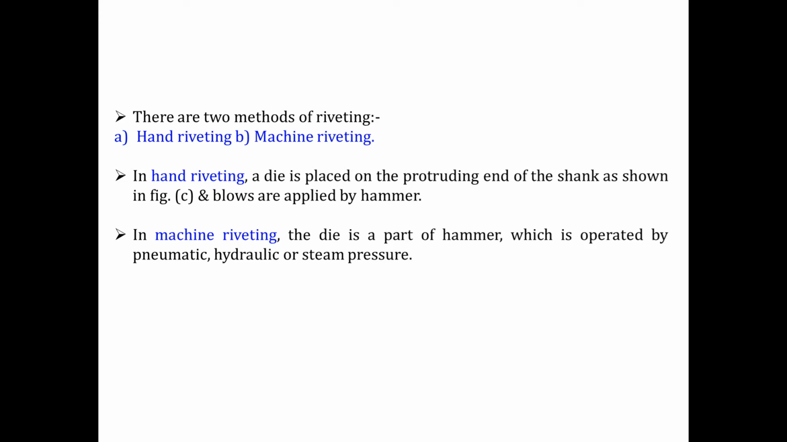Yes, sir, got it. Okay. So these are the two methods by which you can do riveting. Either you can use the hand riveting method or you can use the machine riveting method. Normally these days machine riveting method is more common. But if the two parts which you are joining are not that complicated, then you can use this hand riveting method. Any doubt?